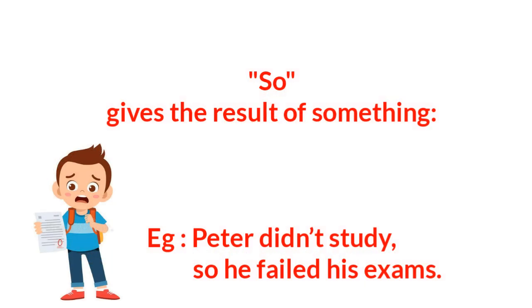Now the next one, so. So gives the result of something. Look at this example. Peter didn't study. And what's the result? So he failed his exams. Peter didn't study. So he failed his exams. So the conjunction so is used to give out the result of an action. Okay. So what's the action here? Peter didn't study. And what's the result? He failed his exams. It is being connected by using the conjunction so.